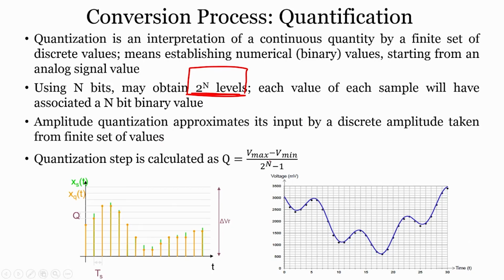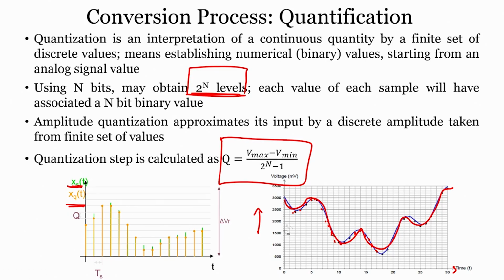If you just want to calculate quantization, you can use this formula: quantization is V max minus V in, divided by 2 raised to n minus 1. If you see here, you have a plot of xq(t), xs(t) with analog voltage in millivolts against time. You have these discrete values that you have calculated, and if you join these discrete values you can form this particular signal, or you can break this signal into discrete values. That is another way of looking at it.